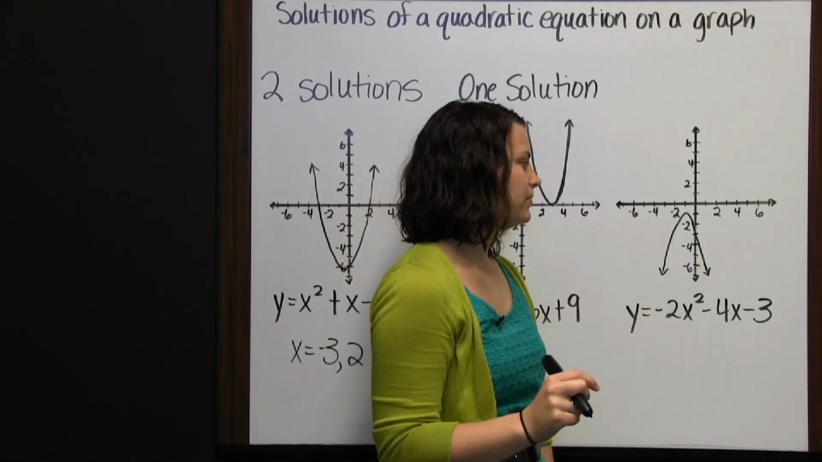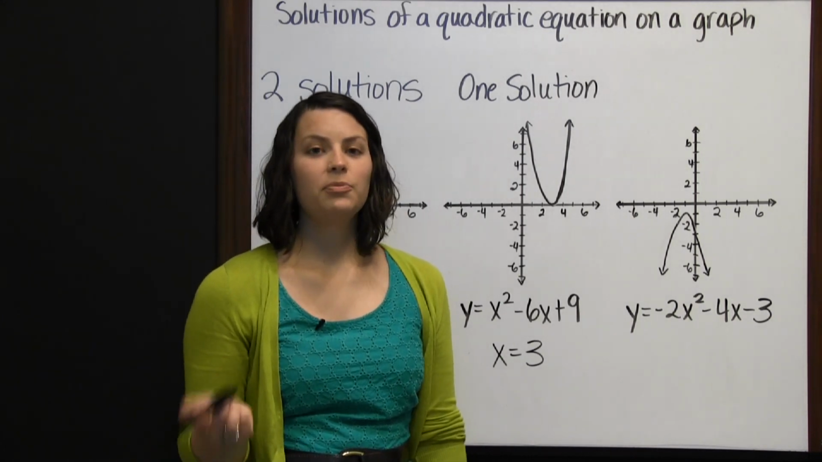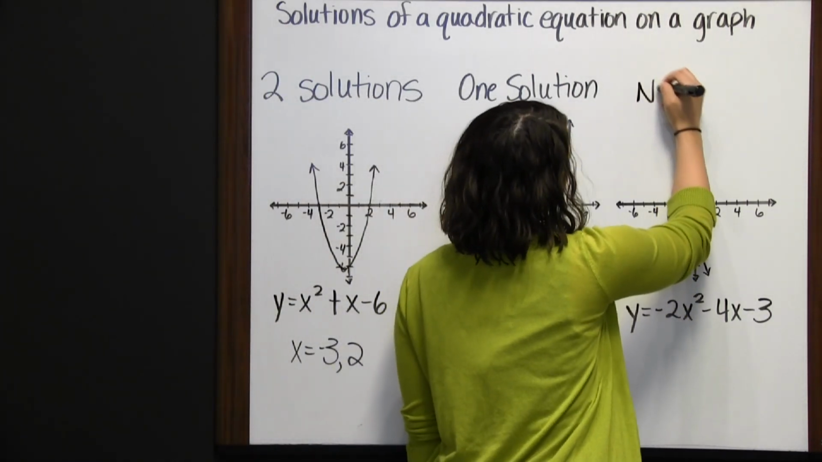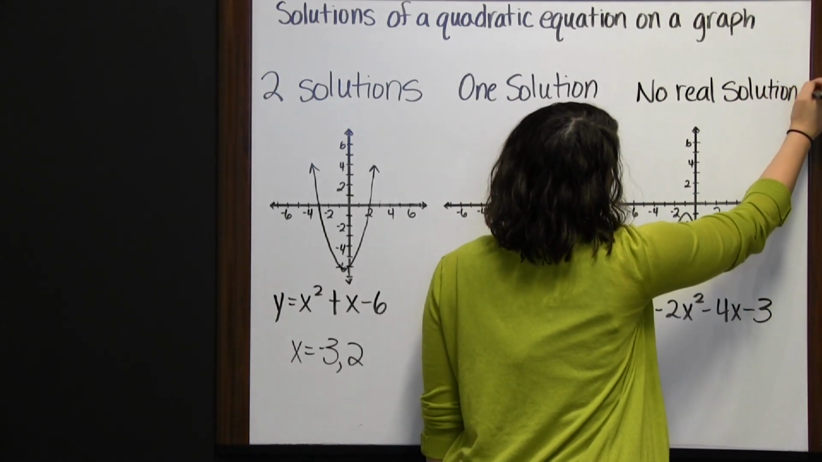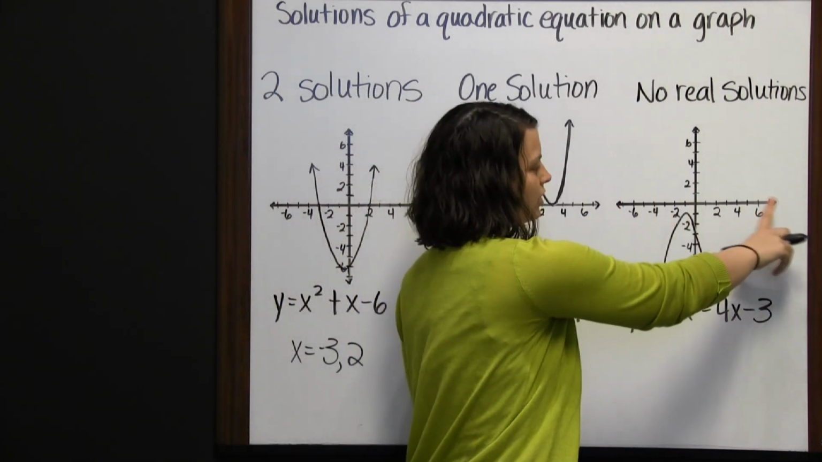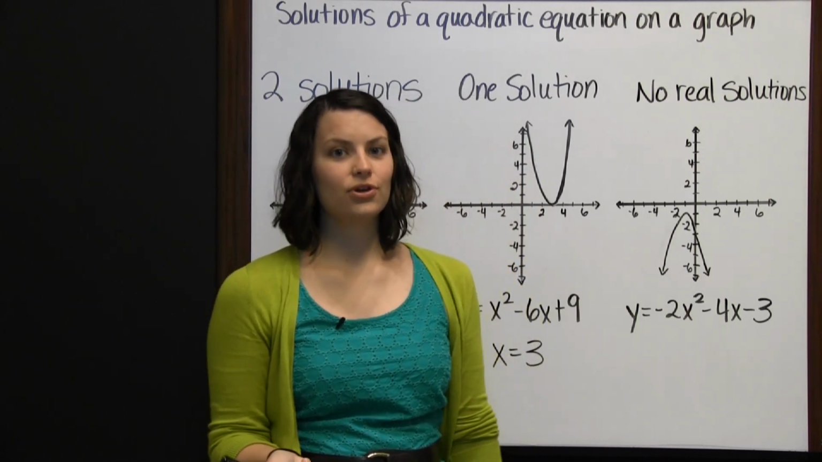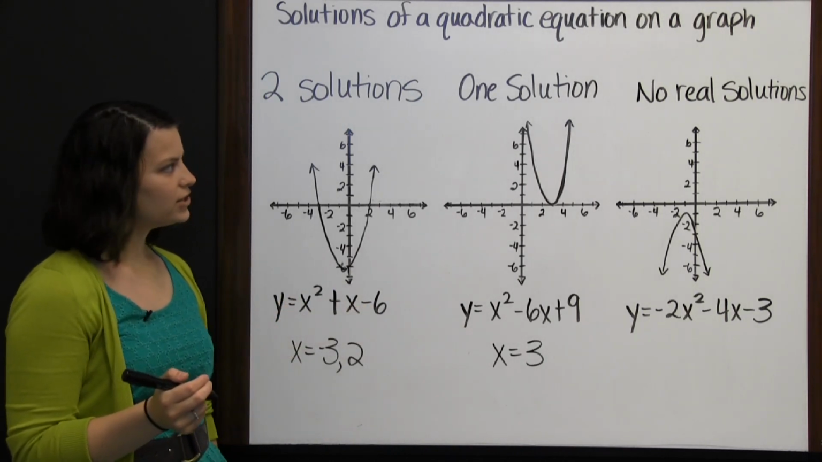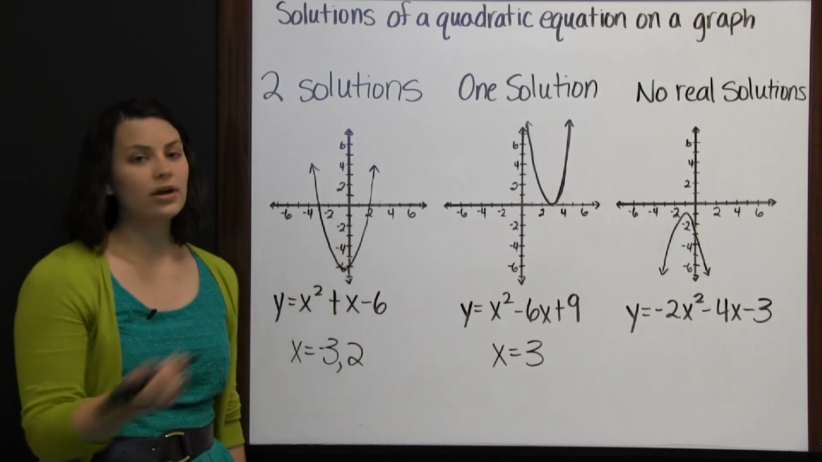The third situation is when the parabola never touches the x-axis. That would be when you had two complex solutions or no real solutions. And again, those would be two complex solutions because it never actually touches the x-axis, so there aren't any real solutions to the quadratic equation. So here are three different situations. You can have two solutions to your equation, one solution, or none at all.